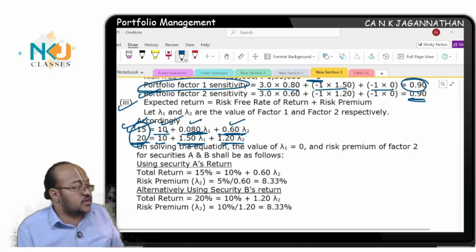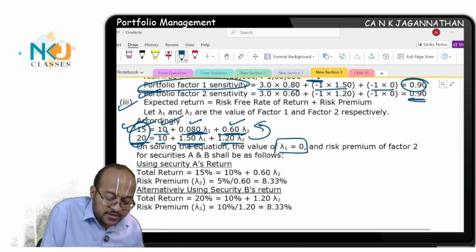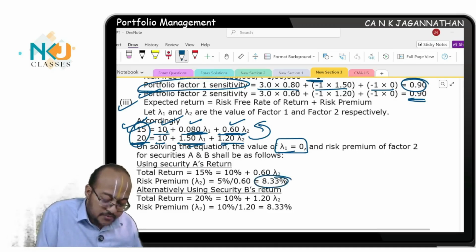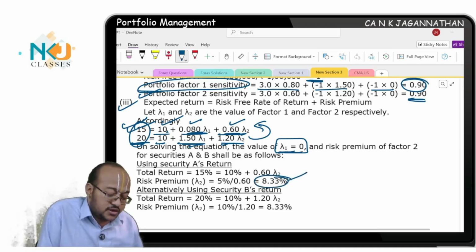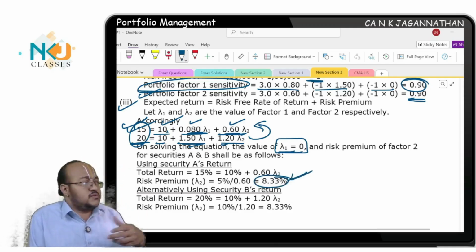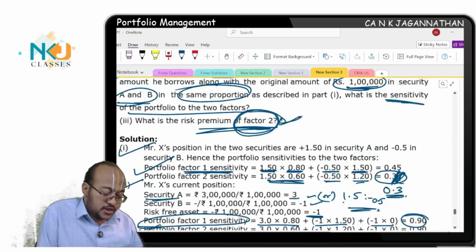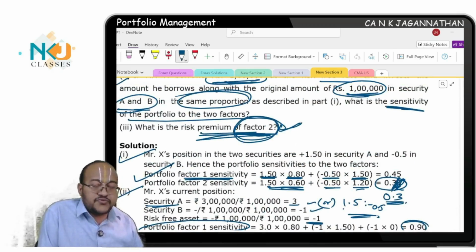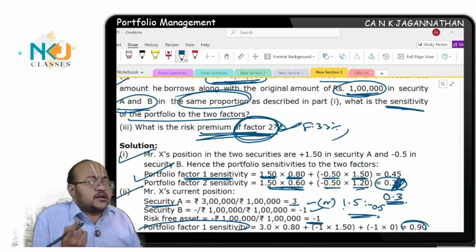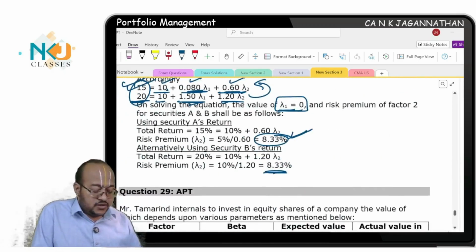If you form this equation and reduce 2 from 1, a simultaneous equation, if you solve, you will get lambda 1 as 0 and lambda 2 as how much? 8.33%. If you substitute lambda 1 as 0 in one of the formulas, anyway you will get lambda 2 as 8.33. Simple and straightforward. Are you all understanding this for factor 2? The question asks what is the risk premium for factor 2, which is 8.33%. What is the risk premium for factor 1? That also we got, which is 0. Are you all listening? With this we are through with this question.